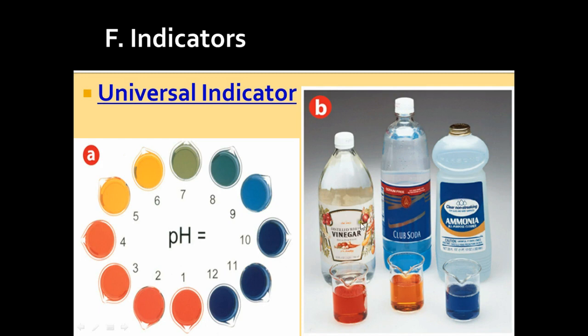So here we have vinegar, club soda, and ammonia. Vinegar has a color of about maybe 3, so it's probably a pH of 3. And club soda has an orangish color, so it's probably between 4 and 5, because this one's a little lighter orange, but this one is too dark red, so it's probably closer to 5. Then we have ammonia, which is a darker blue, so it's probably a pH of 10. So universal indicators are special because they change color for every single pH, so you can tell the pH immediately when it reacts and changes the color, and it's very specific usually.